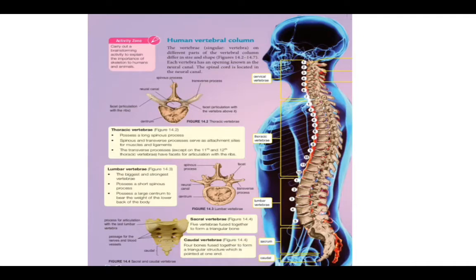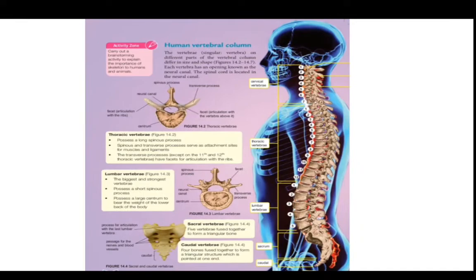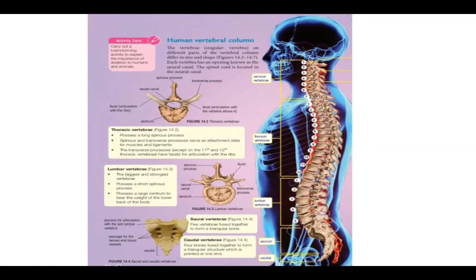The vertebrae on different parts of the vertebral column differ in size and shape. Each vertebra has an opening known as neural canal. The spinal cord is located in the neural canal. Kalau kita lihat di sini, ini adalah tulang belakang. Ia ada beberapa bahagian.